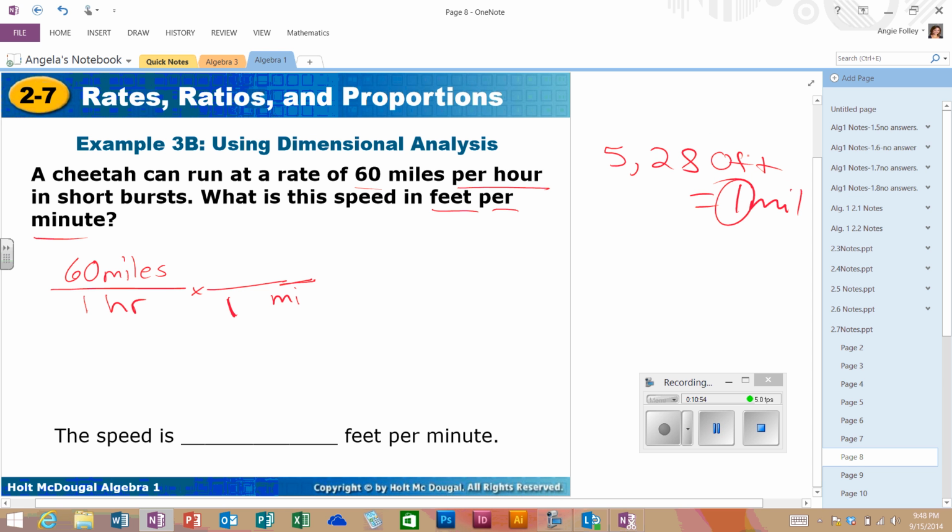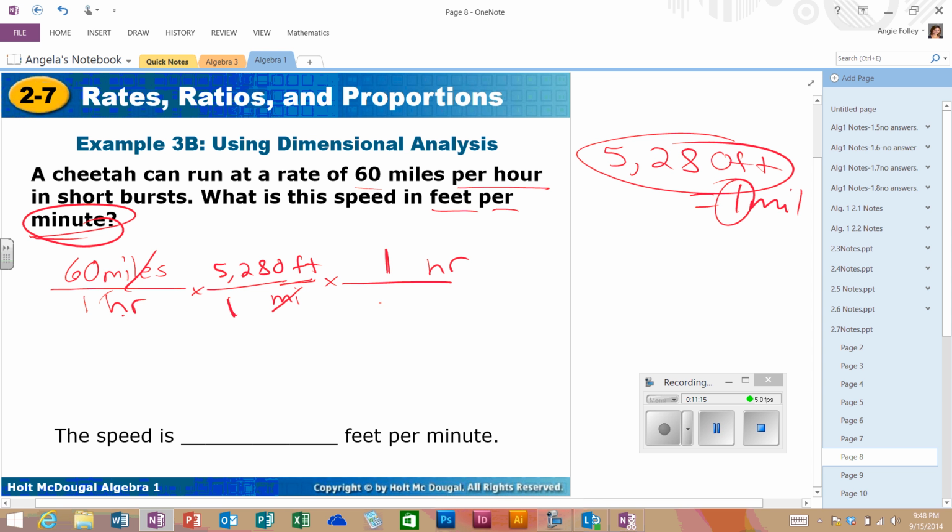Well, in 1 mile, there are 5,280 feet. So that allows my miles to cancel. How do I get my hours to cancel? Well, if the hours are in the denominator, I need them to be up here to cancel. Well, I want minutes. How many minutes are in an hour? Well, in 1 hour, there are 60 minutes. So this allows my hours to cancel, and I've got a feet per minute.